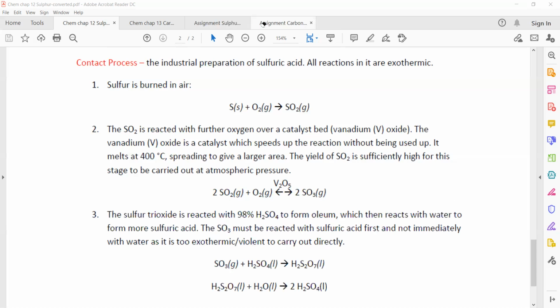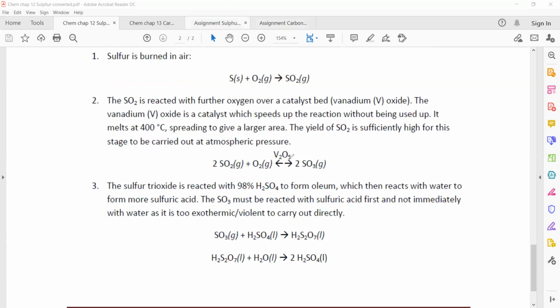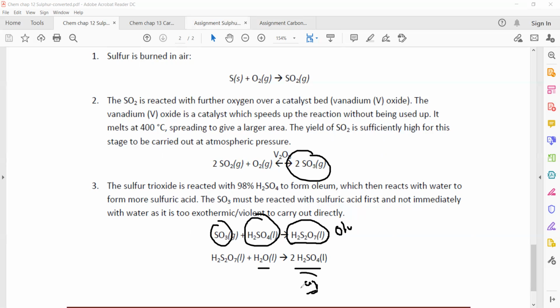Which technique do we use? The sulfur trioxide, which is formed in the second reaction, is reacted with sulfuric acid, H2SO4. So you are preparing sulfuric acid and you add a small quantity of sulfuric acid. Sulfur trioxide plus sulfuric acid will give H2S2O7, which is known as oleum. And oleum is diluted with water to get sulfuric acid. So this sulfuric acid will be in aqueous or liquid state.